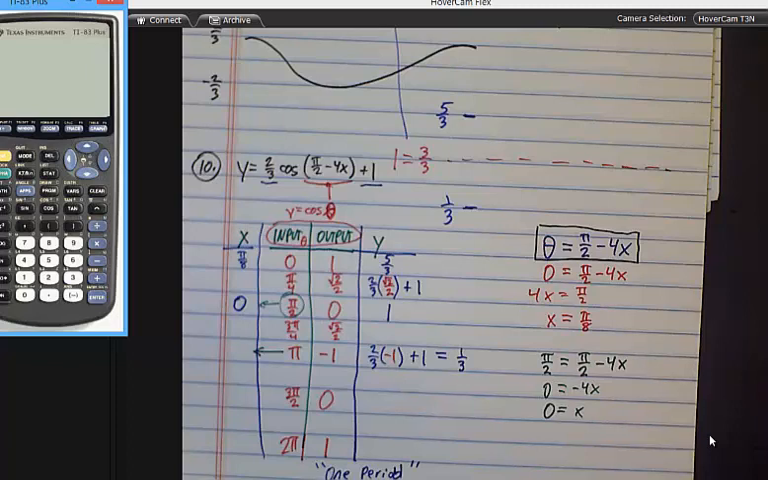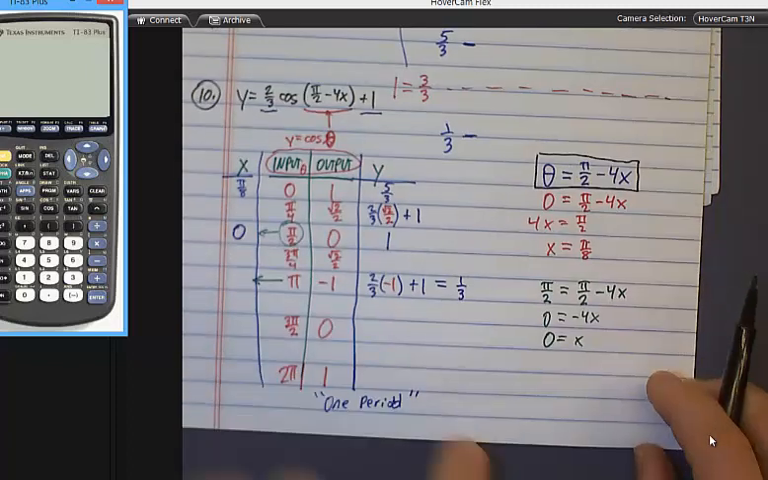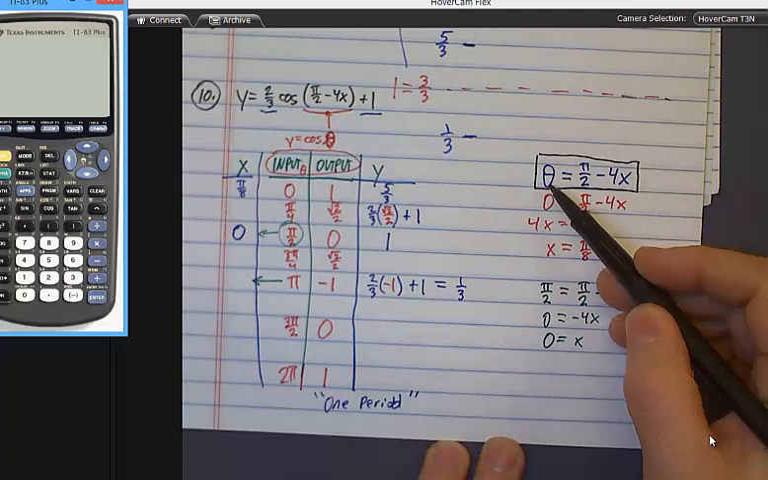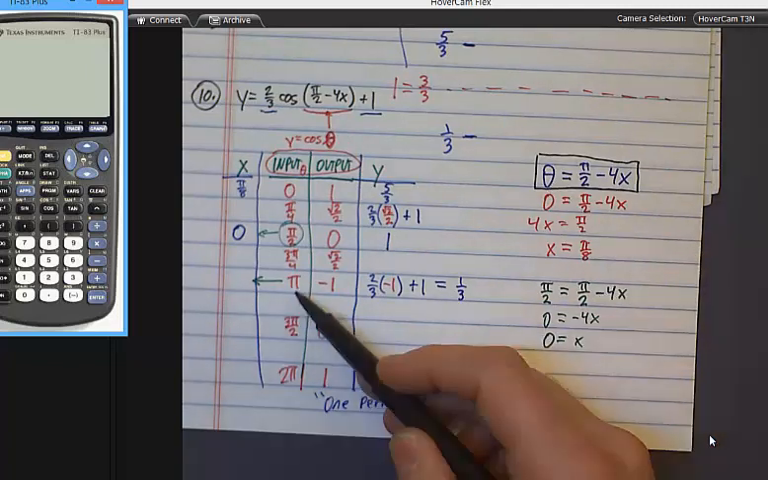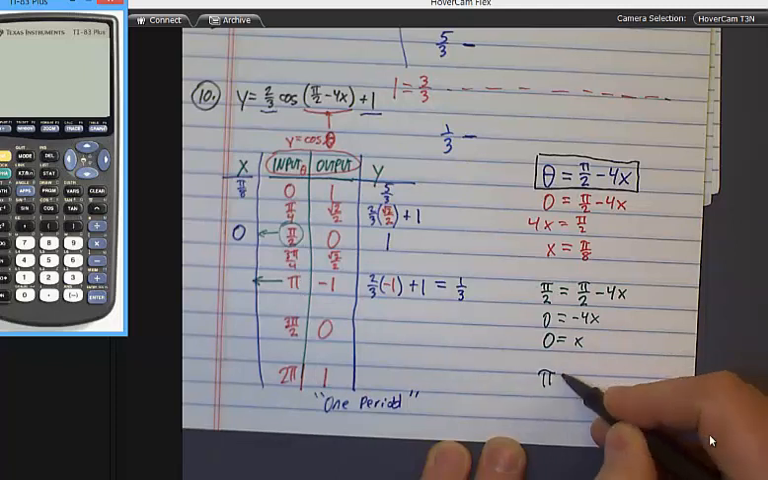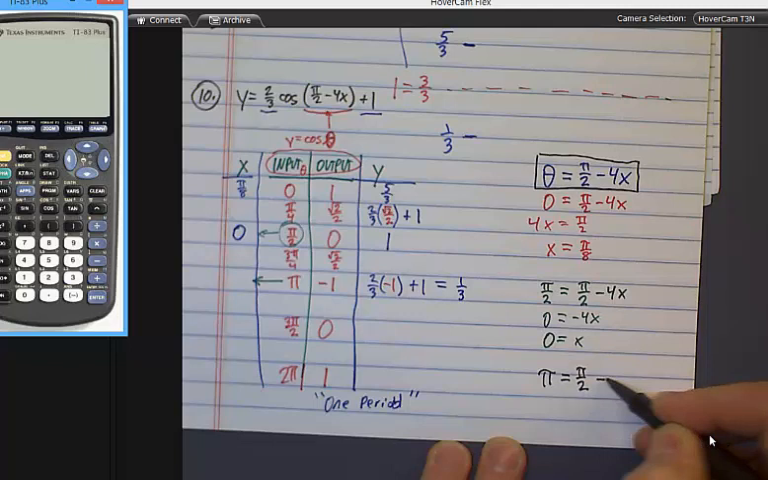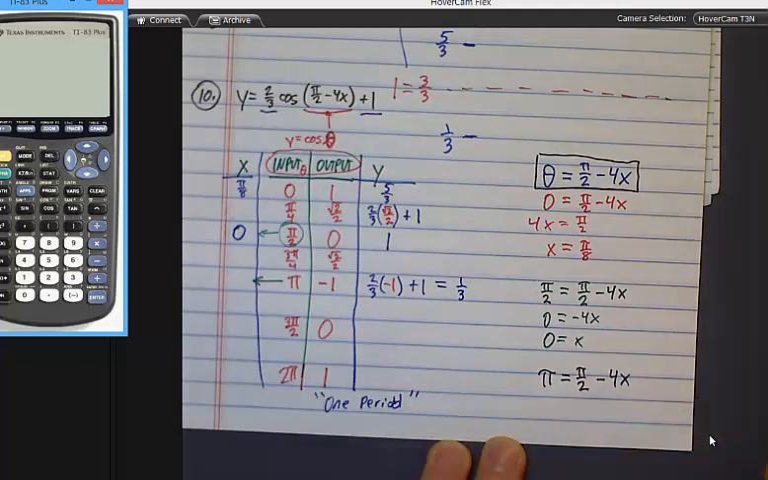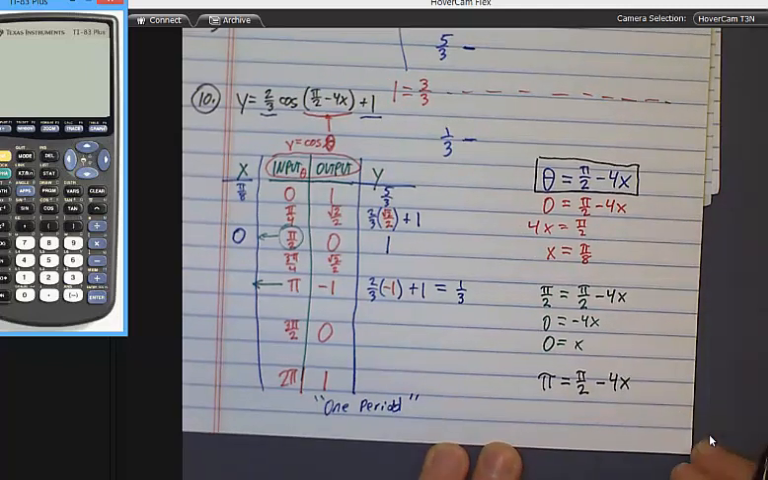What do we want theta to be for this problem? Pi, because I said we're going to go for pi. So let's write down pi equals pi over 2 minus 4x. Okay, tell me what to do next. Solve for x. Subtract pi over 2 from both sides. I know that I'll get pi over 2 left. Right? If I subtract half of pi from a pi, I still have half of pi left. All right, what's the last step?